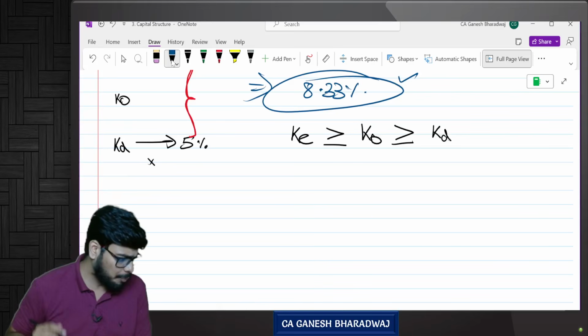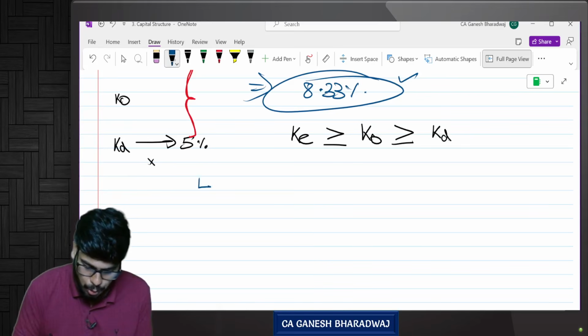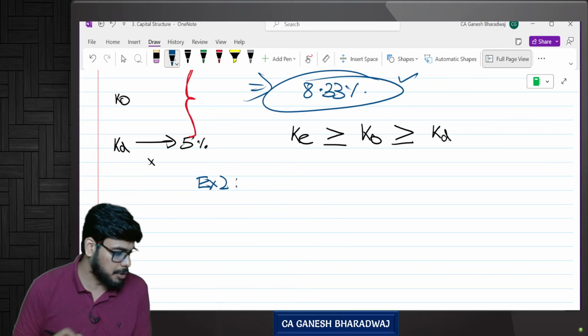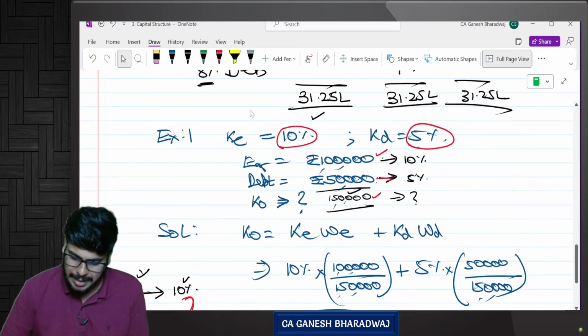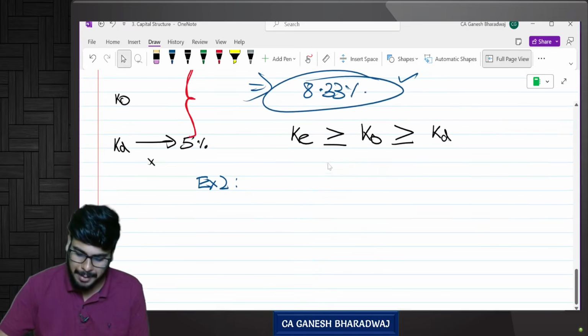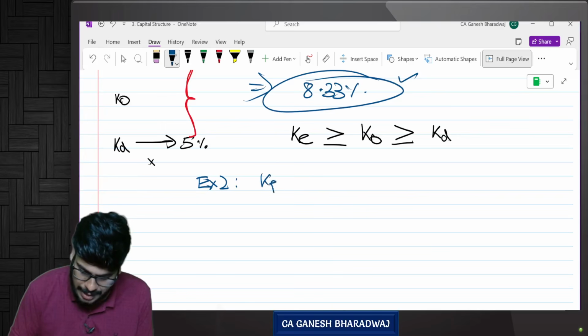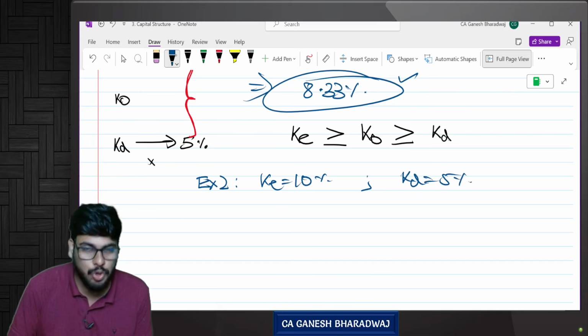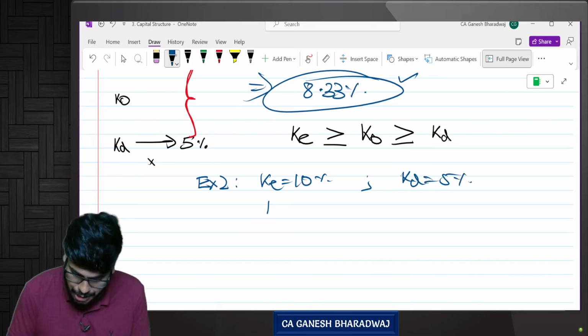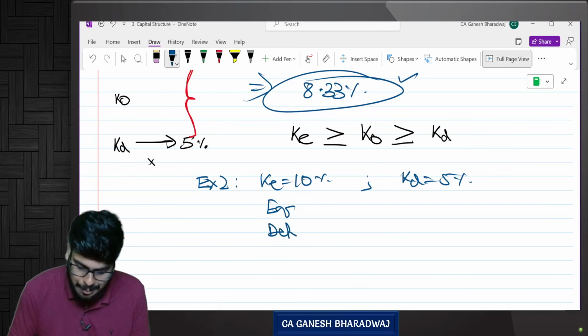Now, let me just give you an example too. So what is this example? Everything is the same. That is, KE is 10%, KD is 5%. So what is happening? KE is equal to 10%, no change. KD is equal to 5%, no change. But there is only one change here. Equity and debt, I am changing this.